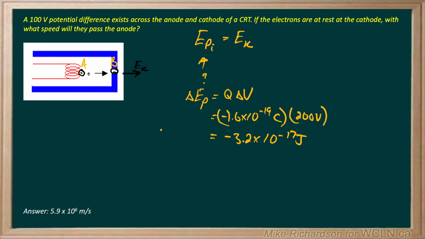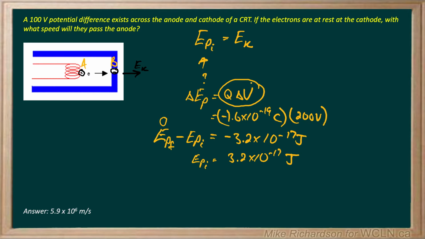But remember, change in voltage is always final potential minus initial potential. And since your final potential is 0, I get negative EP initial equals negative 3.2 times 10 to the negative 17. In other words, my initial potential energy is positive 3.2 times 10 to the negative 17 joules. Now, the reality is you can just cut to the chase and figure out your initial potential energy by going Q times V, and don't worry about the sign. But I'm showing you why it ends up being positive.